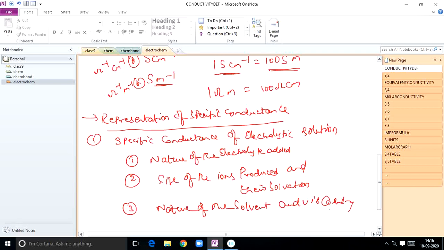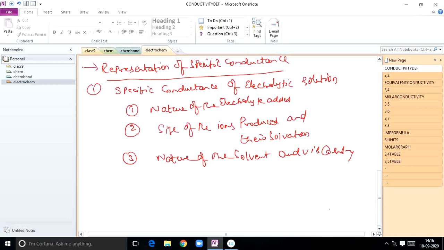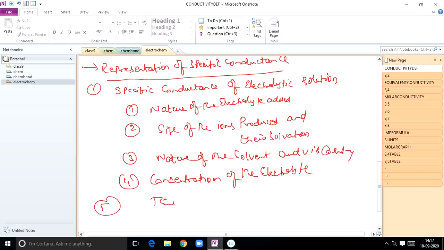And next, concentration of the electrolyte. Next, temperature. That is important. The next, temperature. So all these are important factors.